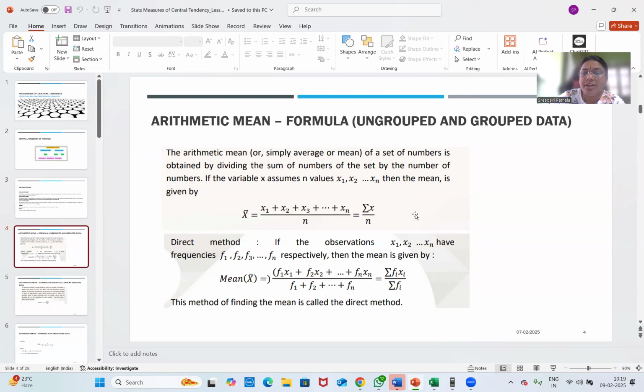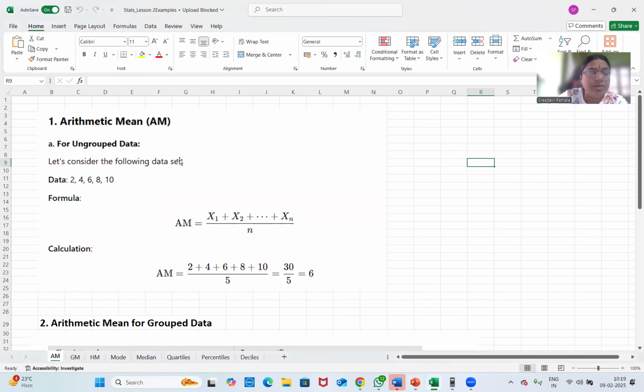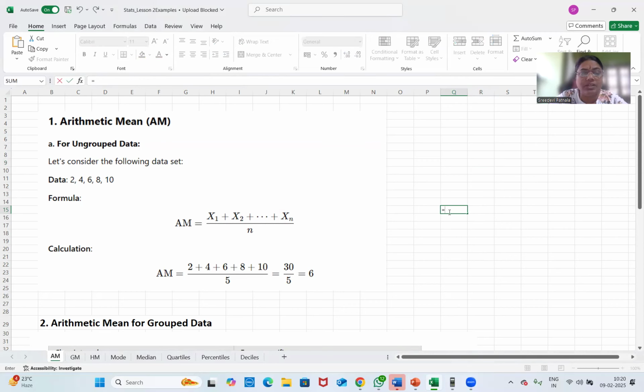For ungrouped data, the formula is summation of x divided by n. That is, the data set values summed, divided by n, the number of values. For example, if the data set is 2, 4, 6, 8, 10, these are the values. Now the formula is x1 plus x2 up to xn, divided by n.